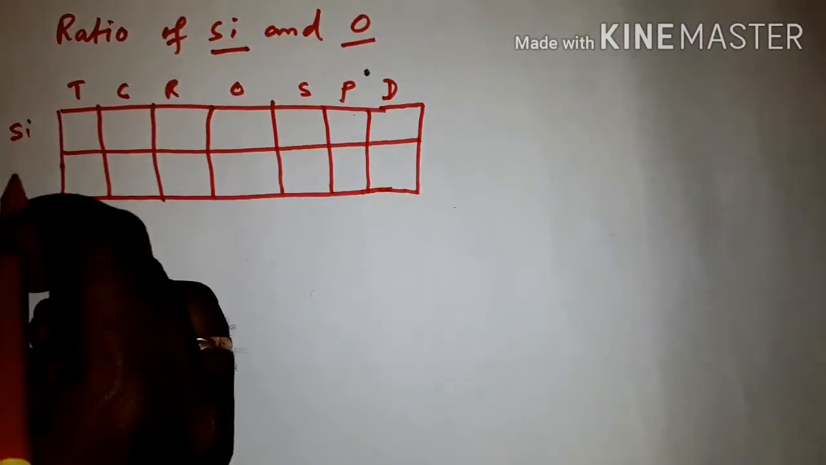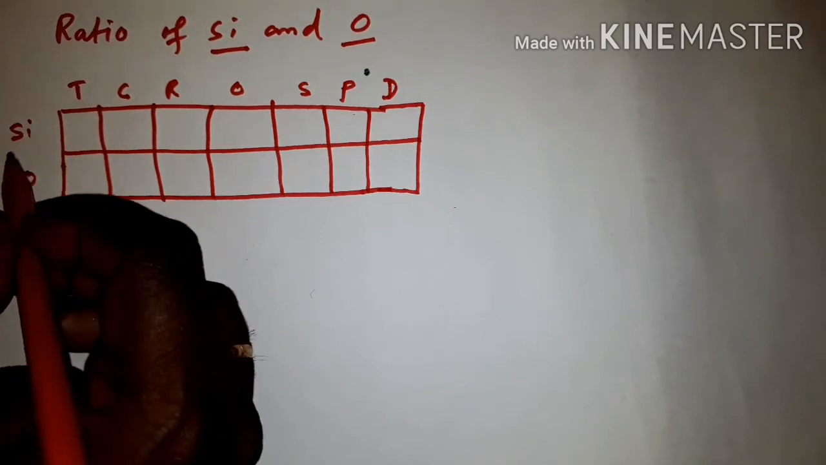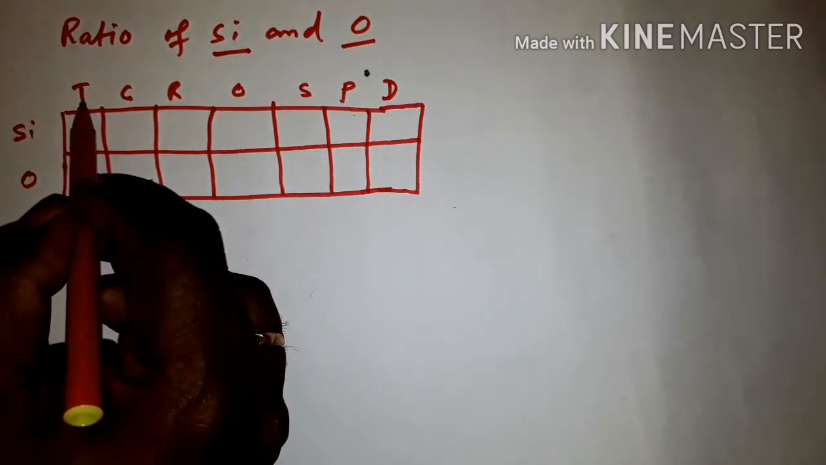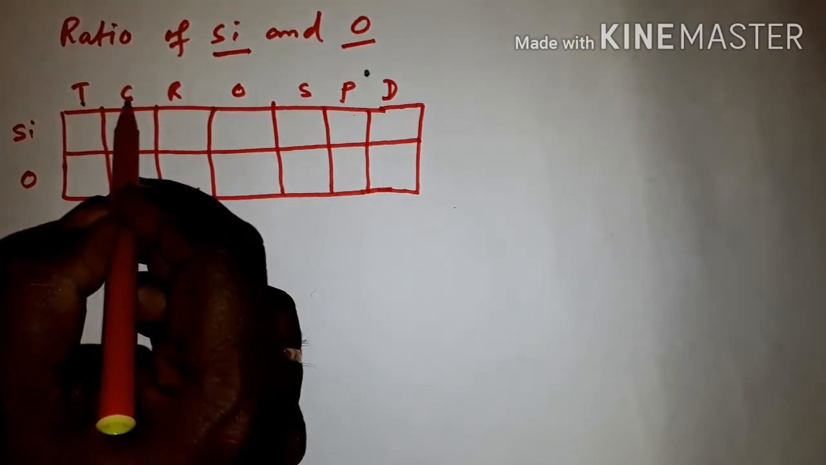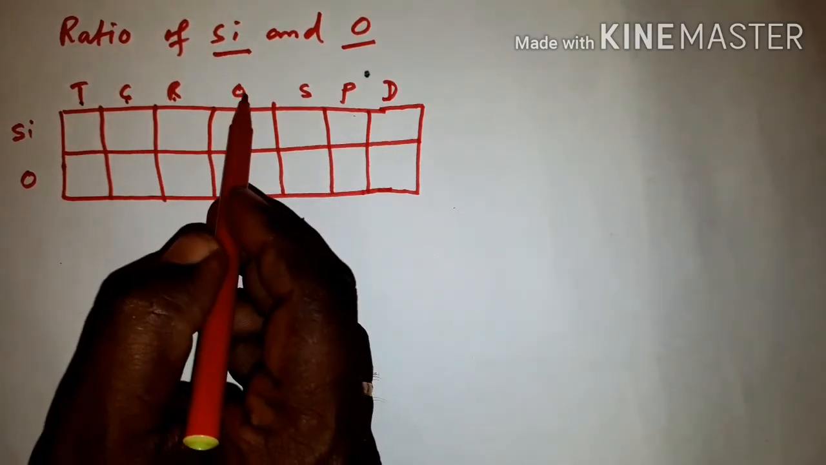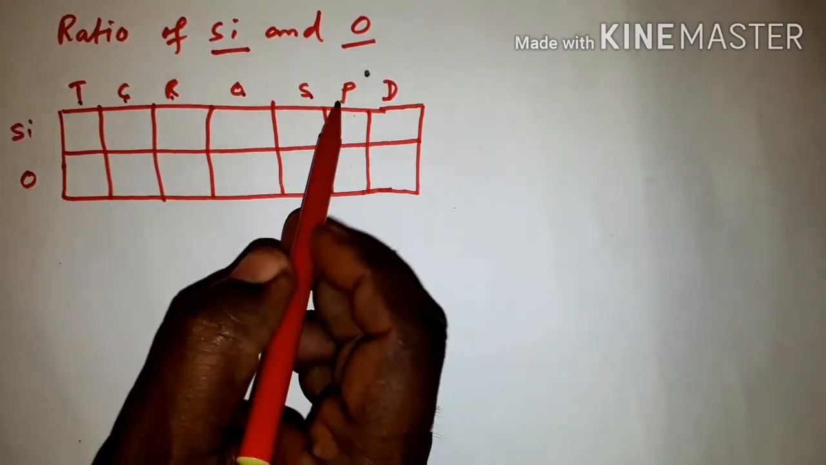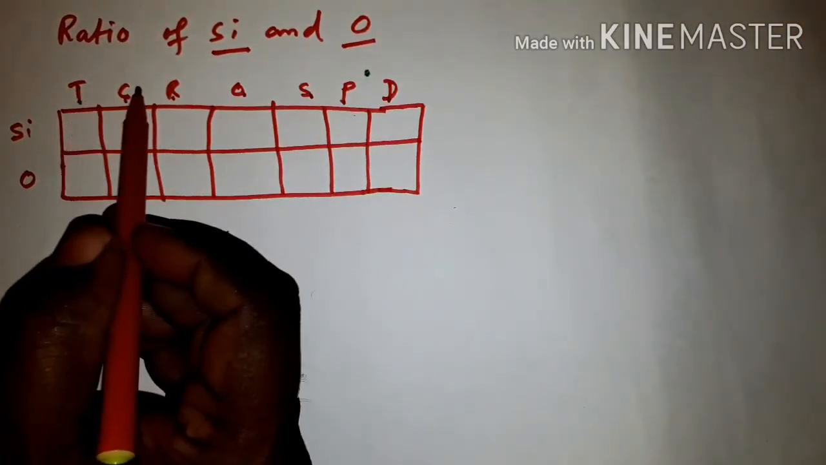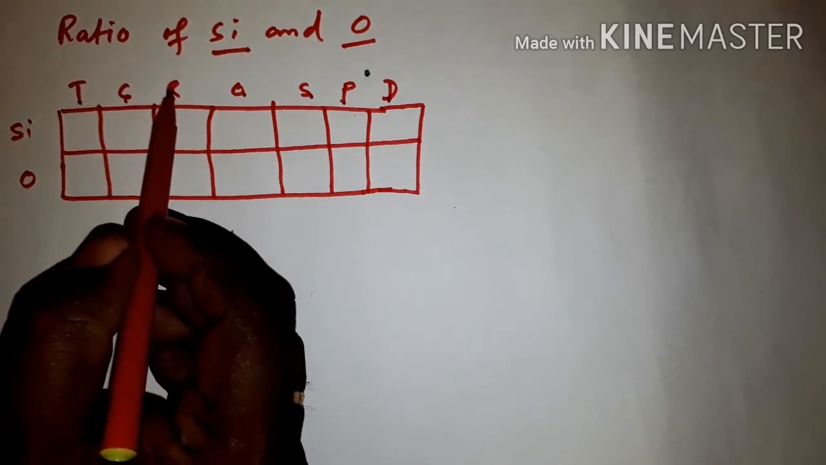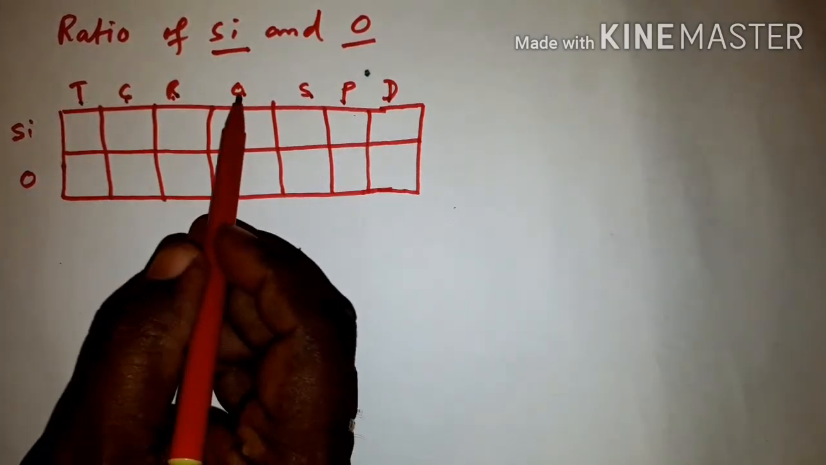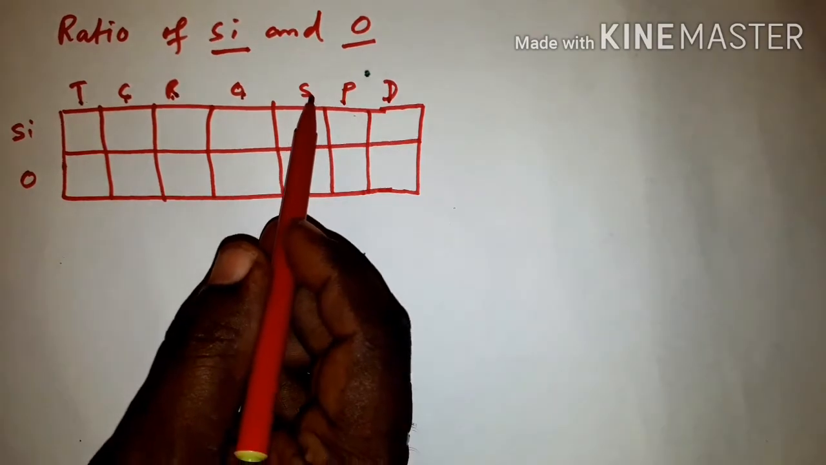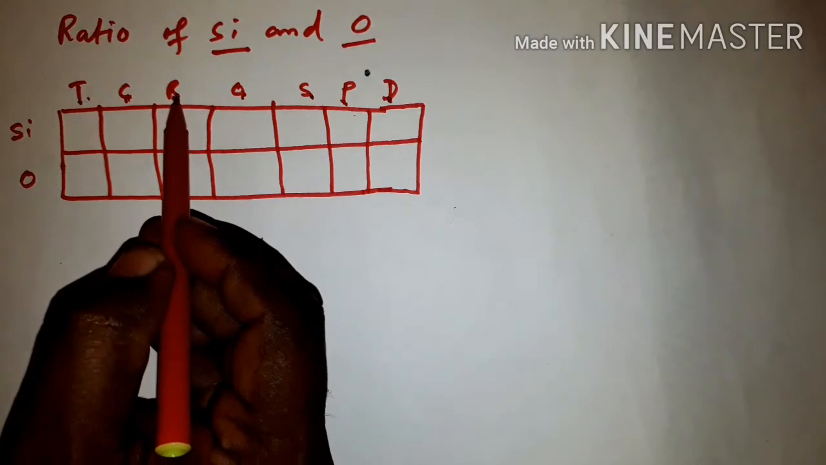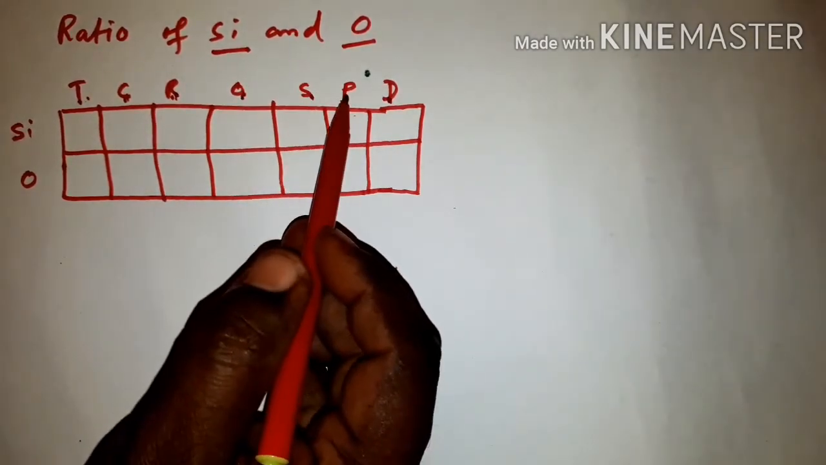This is silicon and this is oxygen. Okay, to keep in mind this trick: T for tiger, C for cat, R for rat, O for orange tree, S for snake, P for parrot, D for dog. So tiger came to solve the problem between cat and rat under orange tree in the presence of snake, parrot and dog. Okay, tiger, cat, rat, orange tree, snake, parrot, dog.